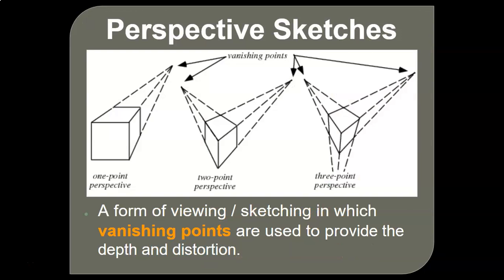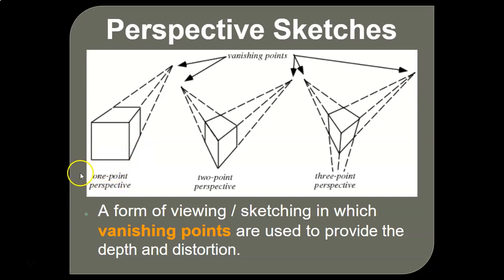So I wrote here that a perspective is a form of viewing or sketching in which vanishing points are used to provide the depth and distortion. You can see in this picture, a vanishing point is where the object or the features of an object kind of fade back to, if you were to follow or trace the rest of that.